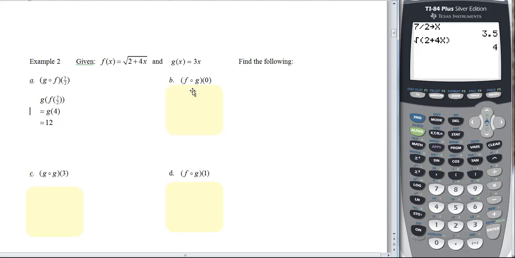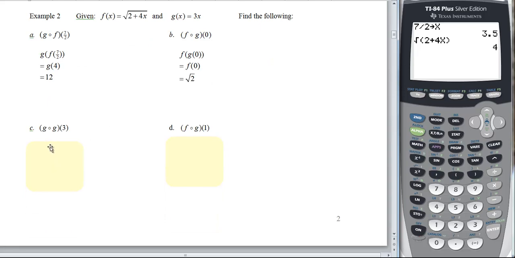Now this one, rewrite it. That would be f of g of 0. So now I've got to go take this 0, and where do I go? Hopefully you said g. So if I take that 0 and go to g, I'm going to end up with 0. So 0 would replace this whole thing. So I'm going to have f of 0. Now me going to 0 here, or taking 0 up there, I would end up with the square root of 2. So that would be my answer.